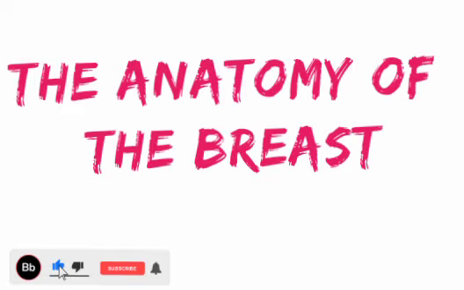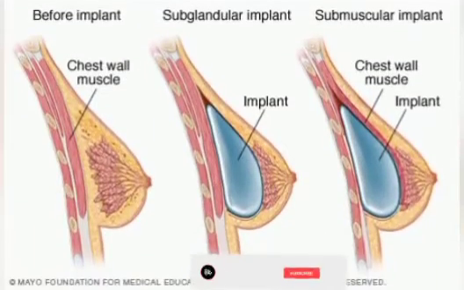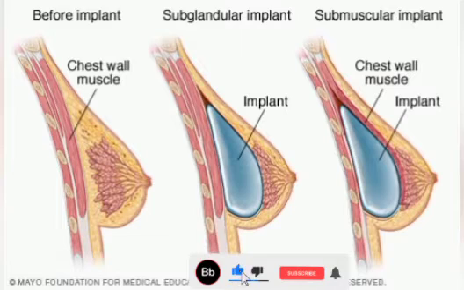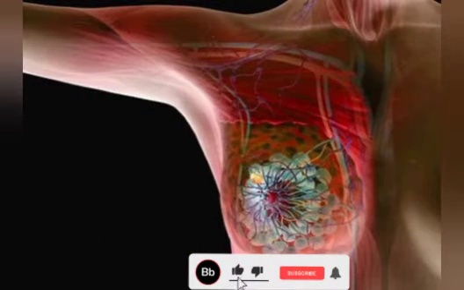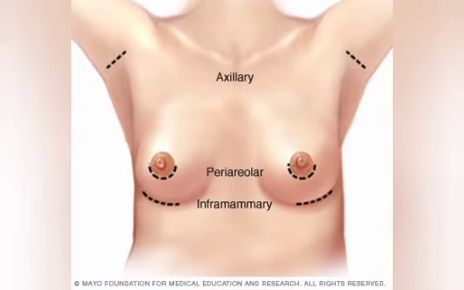Now, let's look at the anatomy of the breast in this lesson. The breasts are medically or scientifically known as the mammary glands. The mammary glands are made up of lobules, milk-producing granular structures, and a system of ducts that transport milk to the nipple. Lymphatic vessels in the breast drain the excess fluid. The breasts, located on the front of the chest, are medically known as the mammary glands. The term breast is used to refer to the area at the front of the chest.